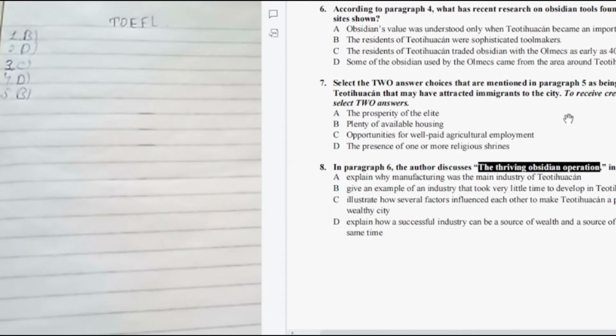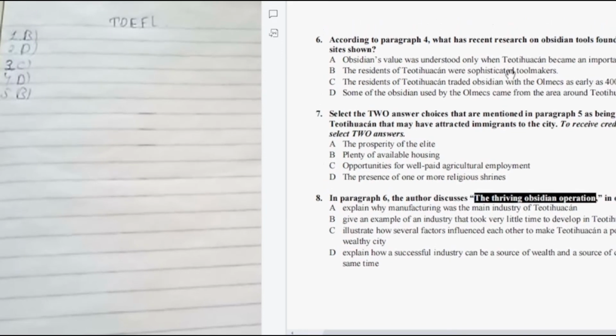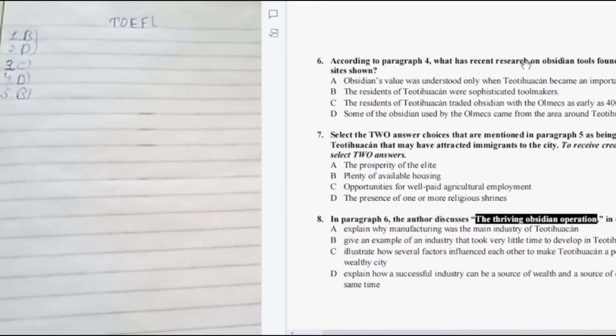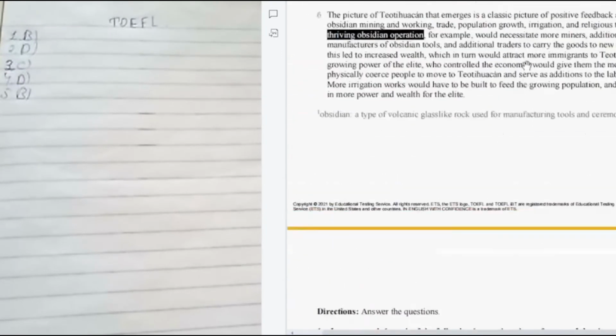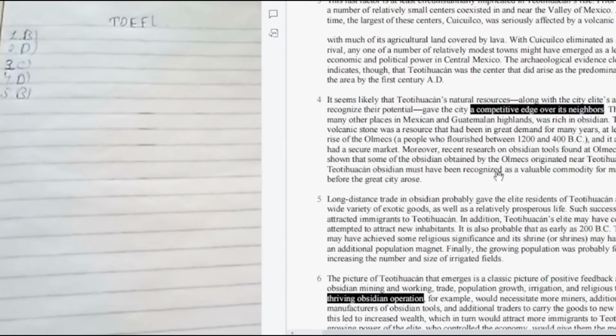Obsidian's value was understood only when Teotihuacan became an important city. The residents of Teotihuacan were sophisticated toolmakers. The original Teotihuacans traded obsidian with the Olmecs as early as 400 before Christ. Some of the obsidian used by Olmecs came from the area, and according to paragraph 4.